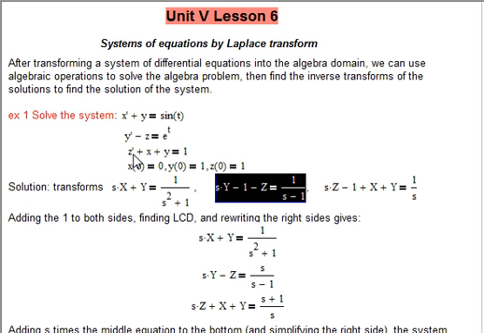Here's the transform of the third. Z prime, which is going to be sz minus 1, this 1, plus the transform of x plus the transform of y equals the transform of 1, which is just 1 over s.